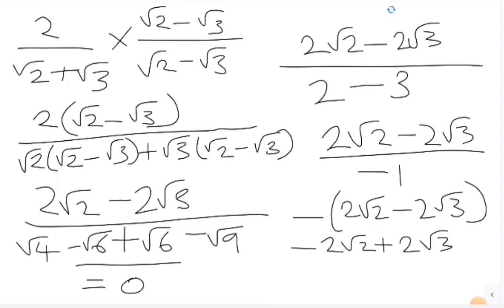You could also leave your answer in the last form, by taking this minus 2 root 2 inside and bringing the other outside. So I'm going to rewrite 2 root 3 minus 2 root 2, and this will be our final answer.